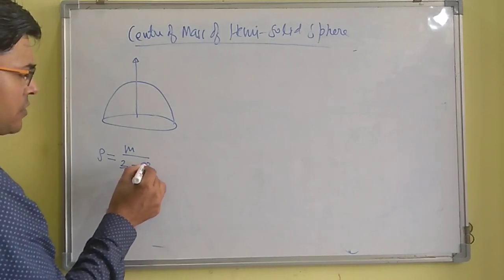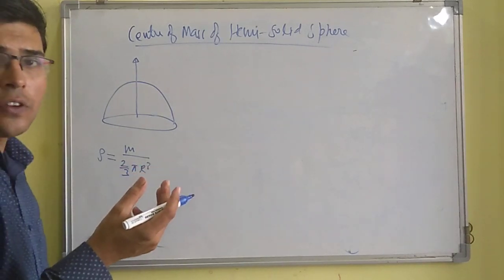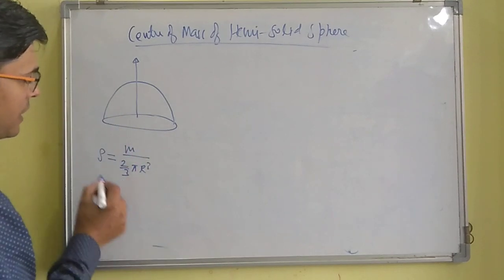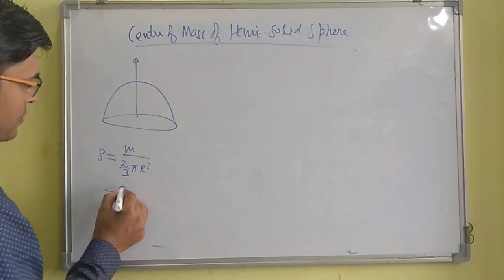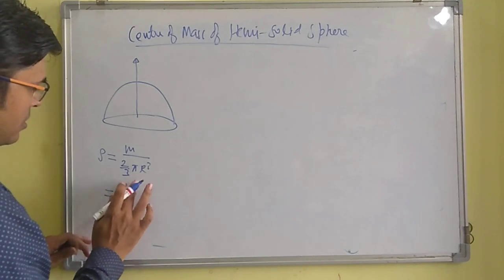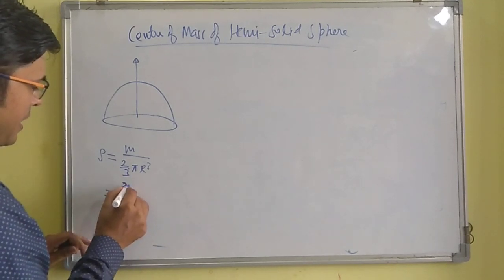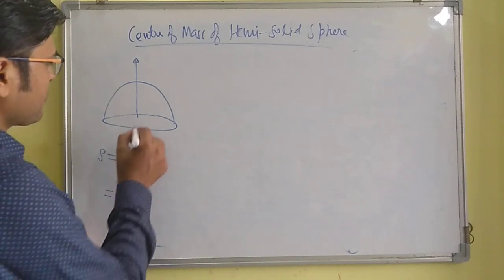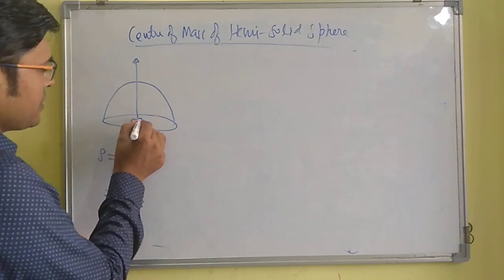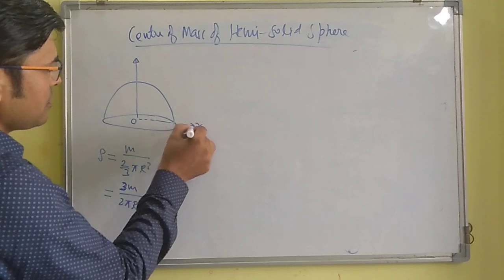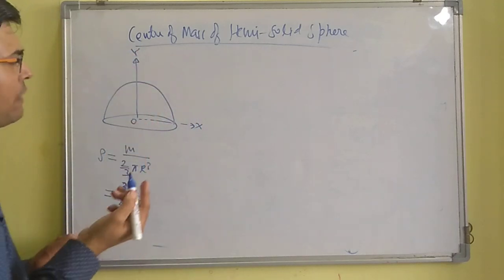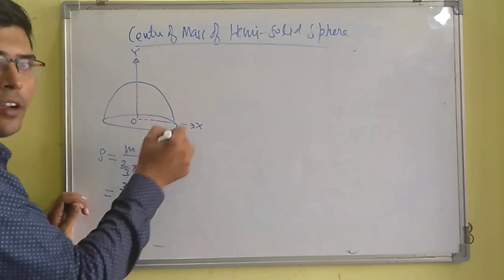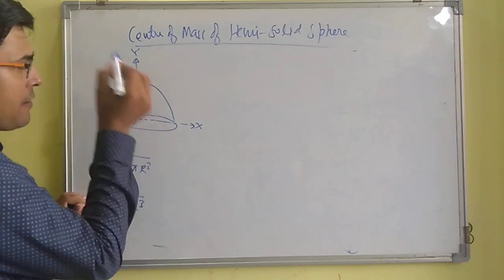As this is hemi-solid sphere, so for entire solid sphere we know that the volume is 4 by 3 pi r cube. So for hemi-solid sphere this would be 2 by 3 pi r cube. So this comes to be 3m by 2 pi r cube, right? And let's take origin over here. This is x, this is y. Again, we can expect that center of mass would be lying somewhere here from symmetry, right, along y-axis somewhere here.